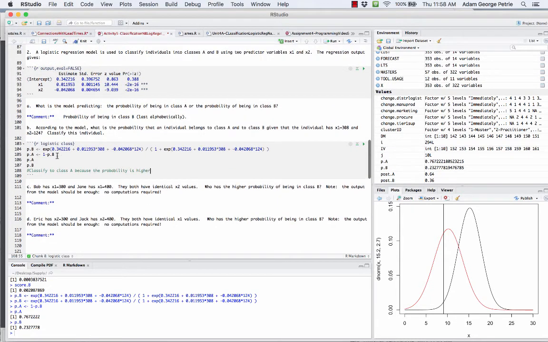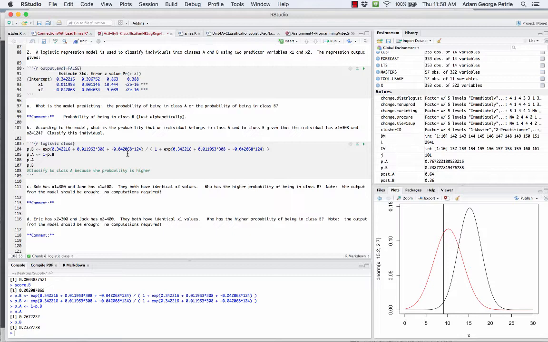All right, so next question. Bob has an x1 value of 300. Jane has a larger x1 value, 400 here. But they both have identical x2 values. So what does the model say? Who has the higher probability of being in Class B? All right, well, that's exactly what the model is predicting, the probability of being in Class B.